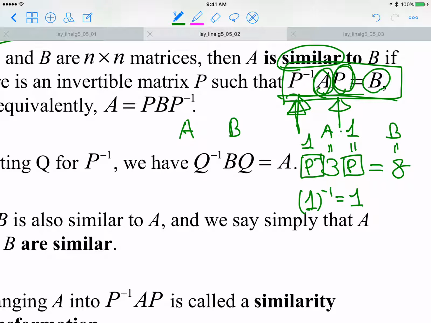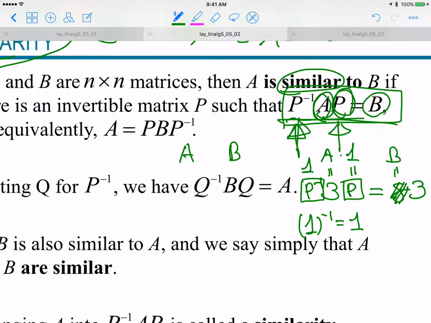Oh. Yeah, sorry, I was wrong. So 3 and 8 are not similar. In this case, it should be the same value, right? So only the same values are similar. I was confused, I'm sorry about that. But anyways, you get the sense about how it works.